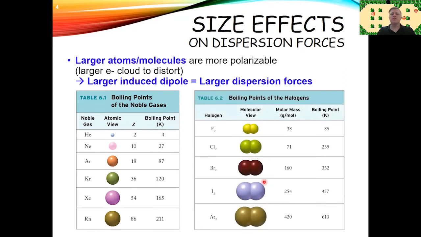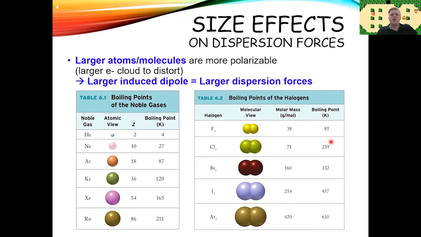This can also be seen really easily with the halogen gases. So these come in pairs, right? So you have F2, Cl2, Br2, I2, and astatine 2. So these molecules always have 2 halogens in them. And you'll notice as we go from the fluorine gas, which has a molecular mass of 38 grams per mole, this has a boiling point of 85 Kelvin. So this is way below room temperature, right? Room temperature is at 298 Kelvin.